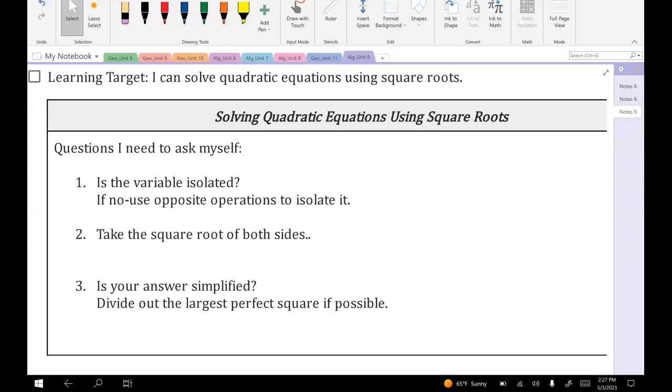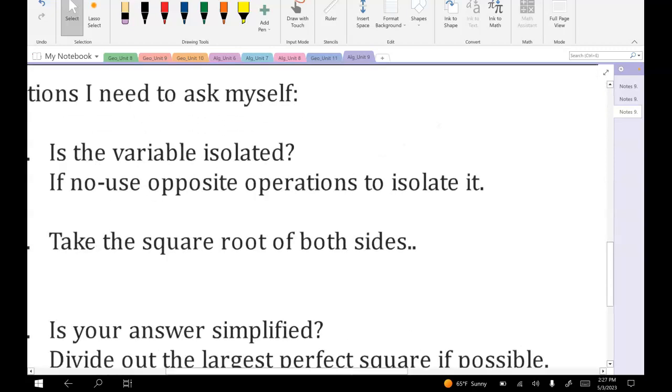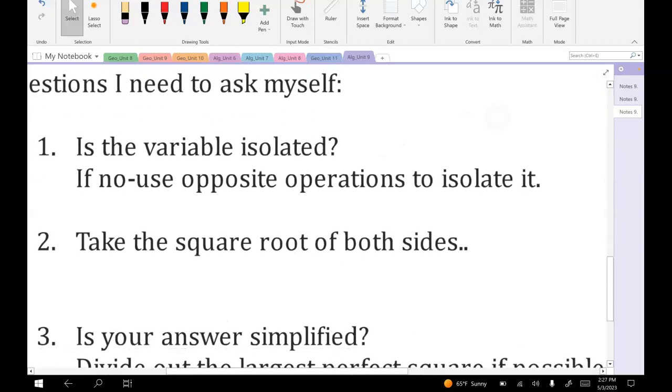Your first question to ask yourself is: is your variable isolated? Isolated means is it alone on one side of the equal sign. If your variable is isolated, you're good to go and solve. If not, you have to use your opposite operations to isolate it. That means to undo: if you have addition, you undo it by subtracting. If you have multiplication, you use division to undo that operation.